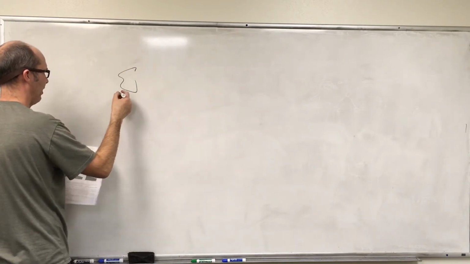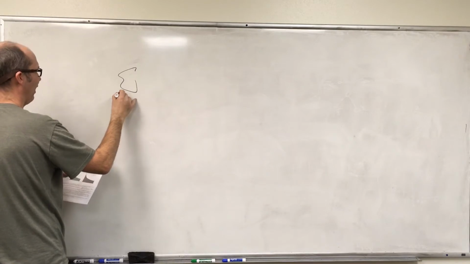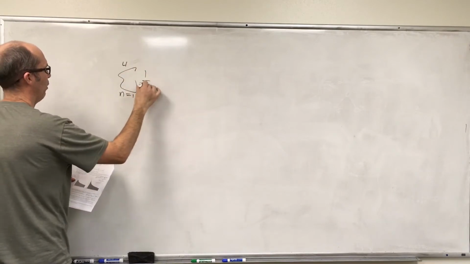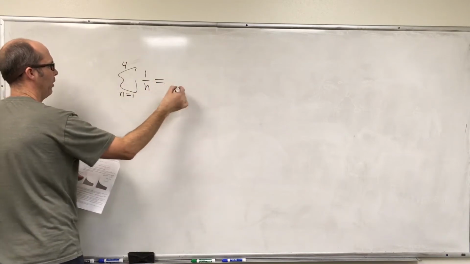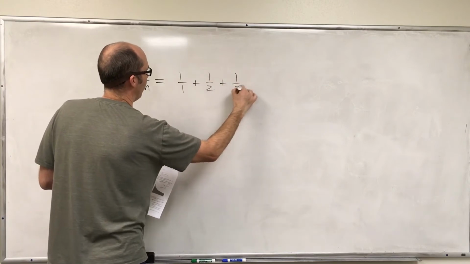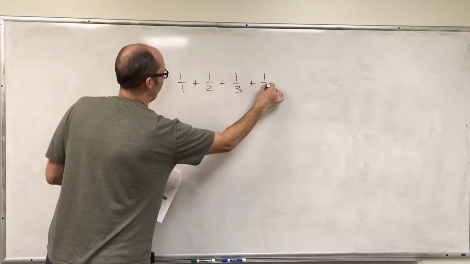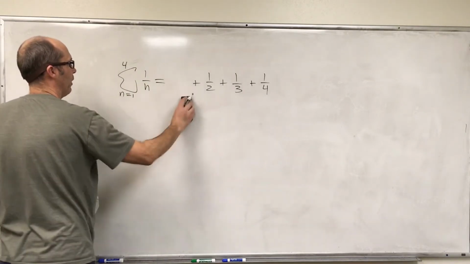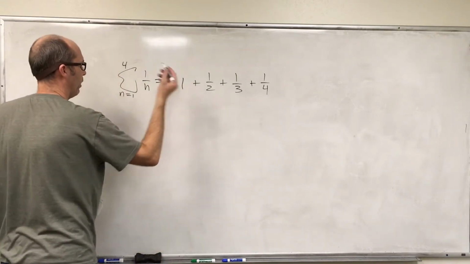Good enough. All right, let's see. The sum from n equals 1 to 4 of 1 over n. Right, remember this is 1 over 1 plus 1 over 2 plus 1 over 3 plus 1 over 4. We can write this as 1.